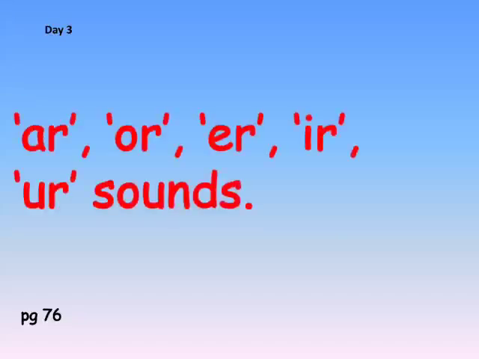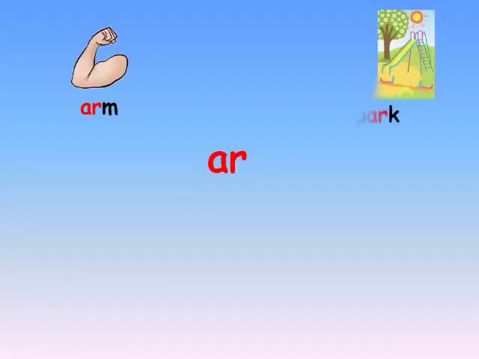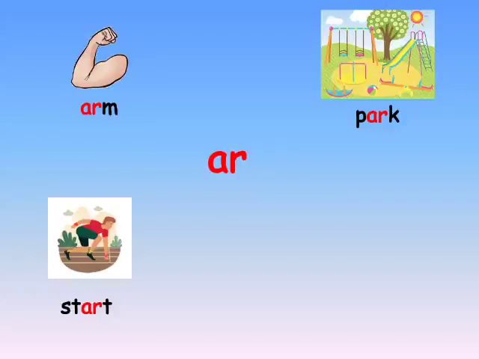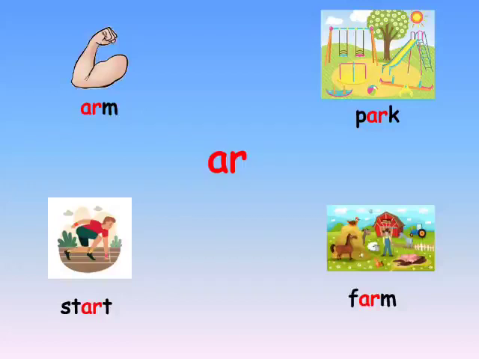Day 3. Today we are going to learn AR, OR, ER, IR, UR sound words. Now let's see AR sound words. R sound. Arm. Park. You all love to play in the park, right? Yes. Park. Start. So is ready, steady, and is ready to start the running race, right? Start. Farm. Can you see the animals in the farm? Yes, it's a farm. Again, arm, park, start, farm.